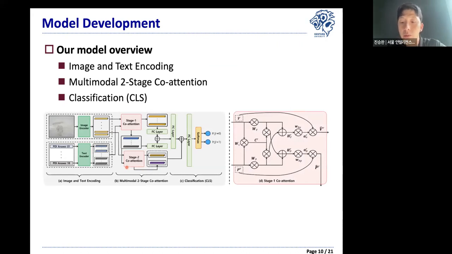Let me explain the overview of our model. First, our model encodes drawn images and PDI answers, respectively. Second, our model learns the consistency of the associations between word tokens and the drawn image, and individual sentences with drawn images, through this multimodal two-stage co-attention. And finally, classification is conducted. Our co-attention mechanism is shown in the box on the right.